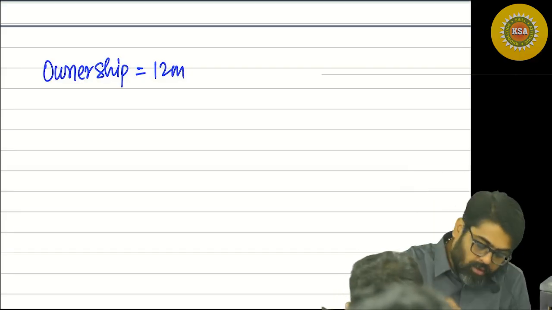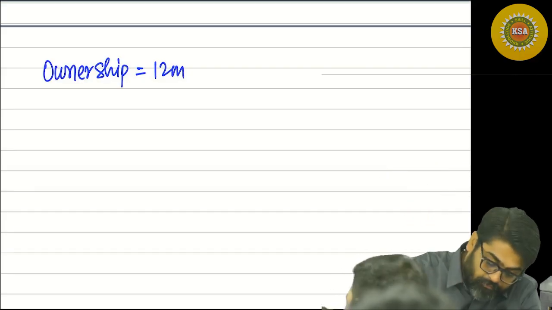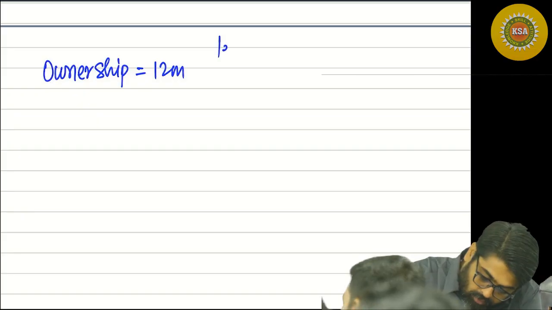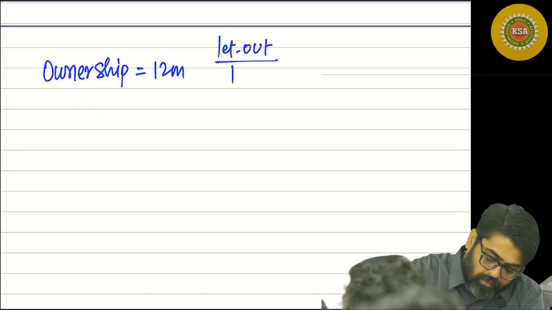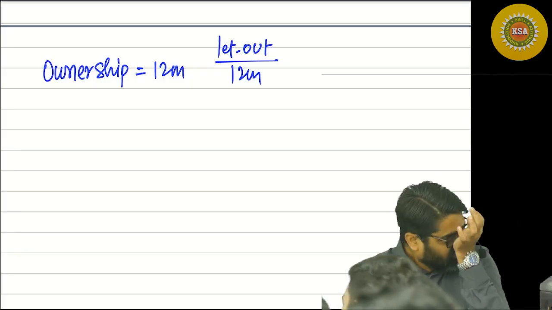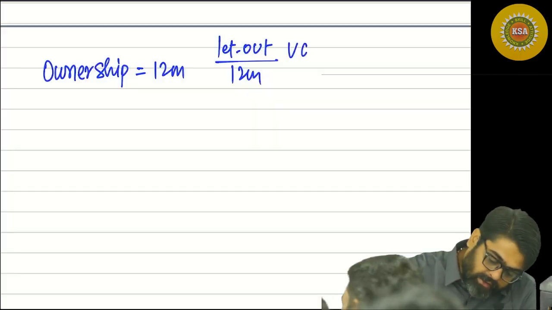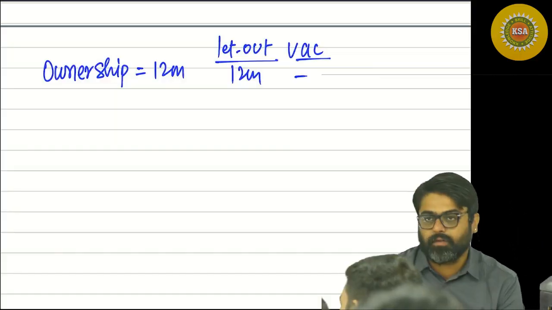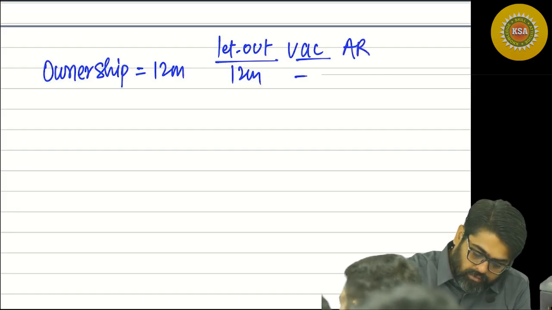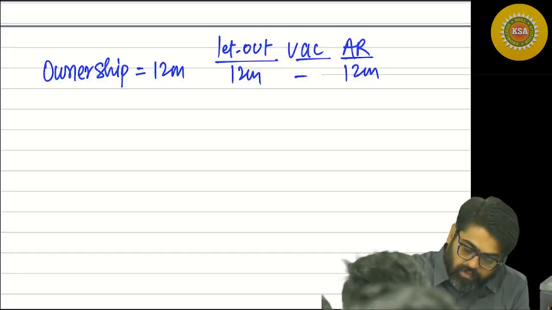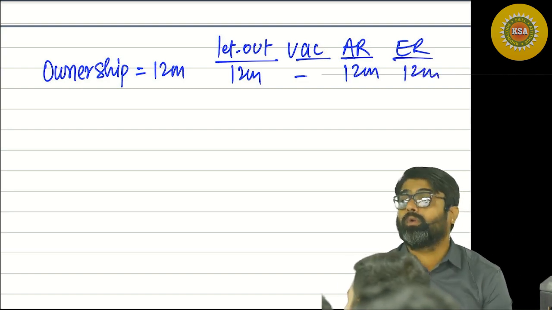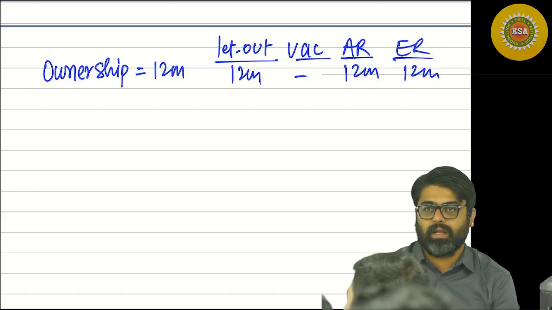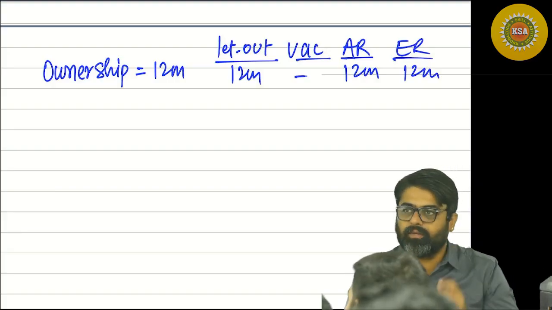Now, out of 12 months of ownership, the property was let out for the whole period. Was there any vacancy? No vacancy. Meaning the actual rent is for how many months? 12 months. And expected rent also for 12 months. If there is no vacancy, what are we going to do? Directly compare expected rent and actual rent, whichever is higher.